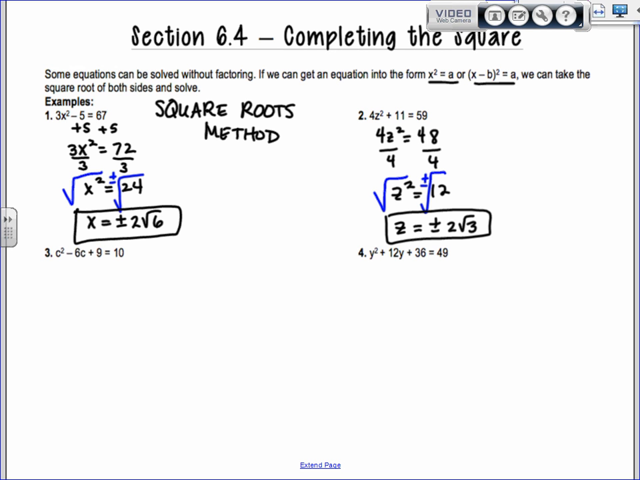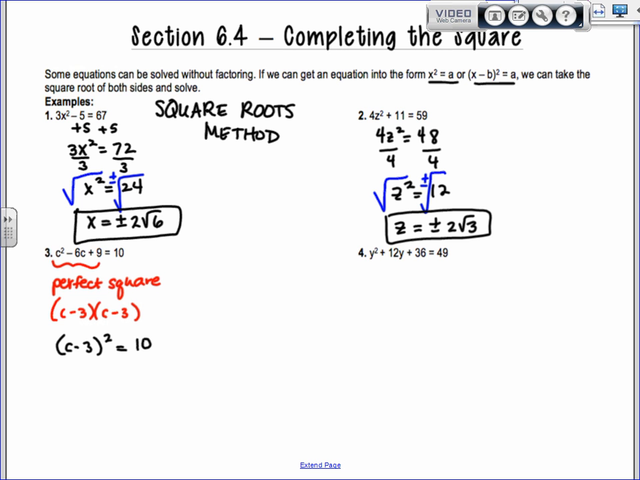These next two, I'm actually going to do the same method. It's just going to be a little bit different because I'm noticing that c squared minus 6c plus 9 is what we call a perfect square trinomial. When I factor it, it ends up being c minus 3 times c minus 3. So you end up getting c minus 3 squared equals 10. I can do the square roots method with this one as well.